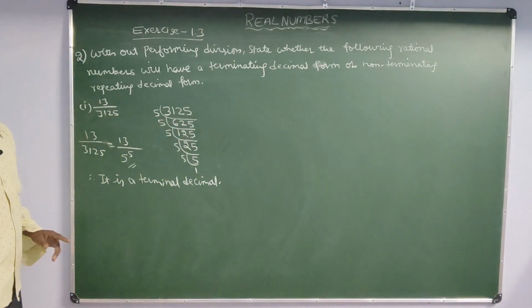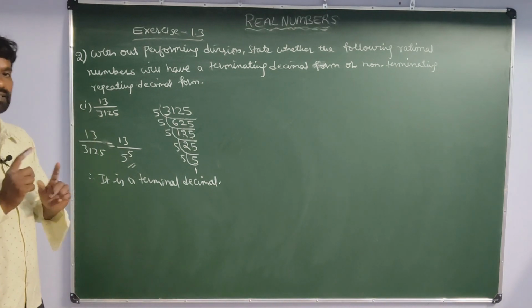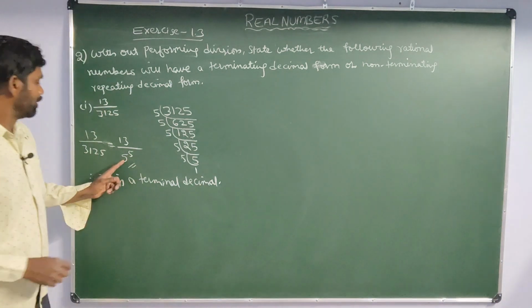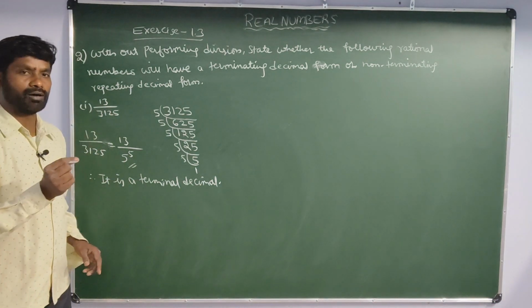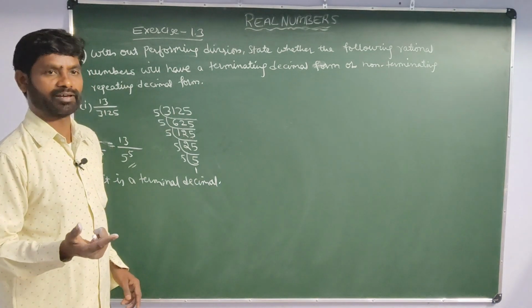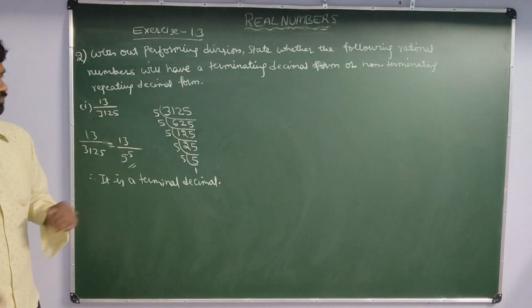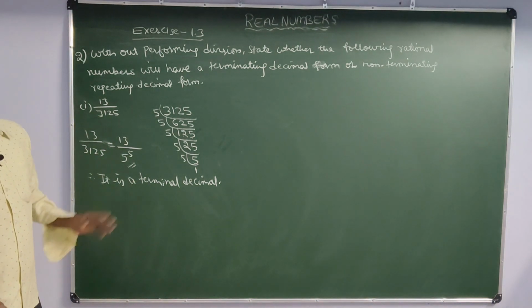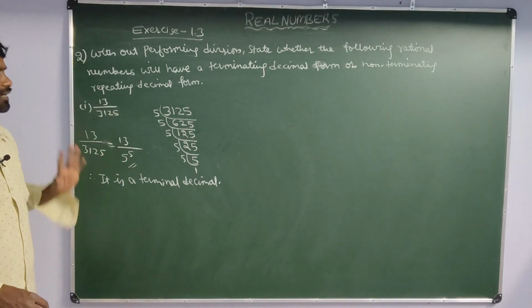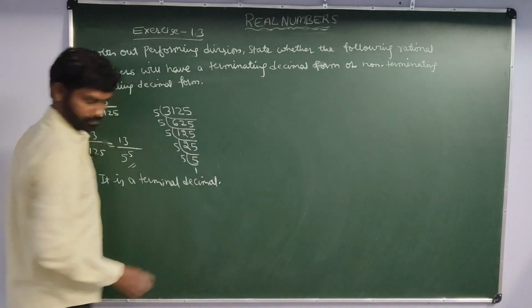I repeat once again, when do you say that it is a terminating decimal? When the denominator is of the form either 2 power n or 5 power m or both 2 power n into 5 power n, then we can say that the given number is a terminating decimal form. Okay, so let us solve some more questions.